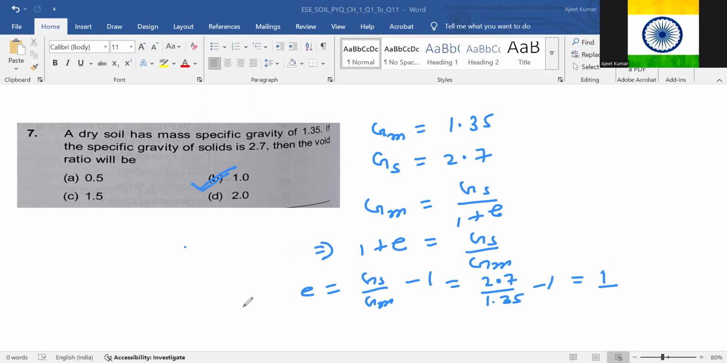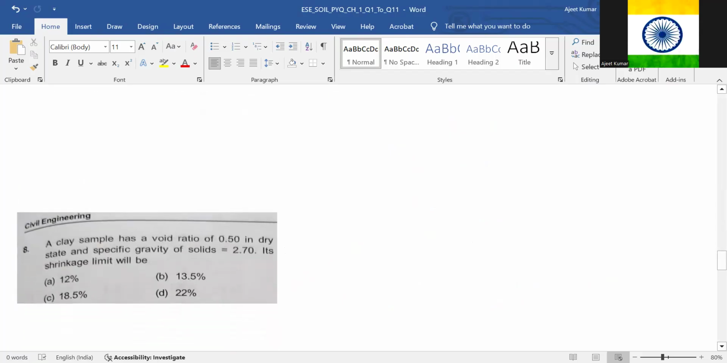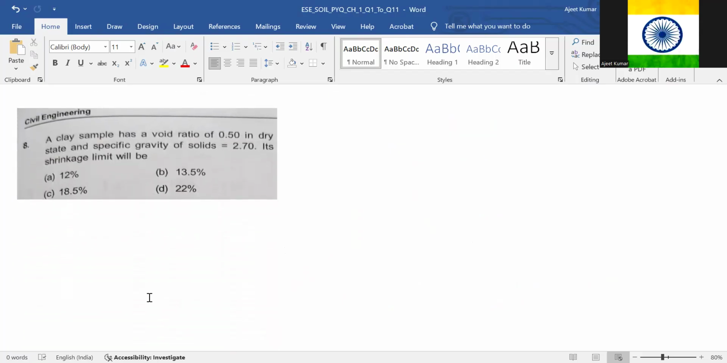Our next question is question number 8. It says that a clay sample has a void ratio of 0.5 in dry state, and the specific gravity of soil, Gs, is equal to 2.70. Its shrinkage limit will be what?